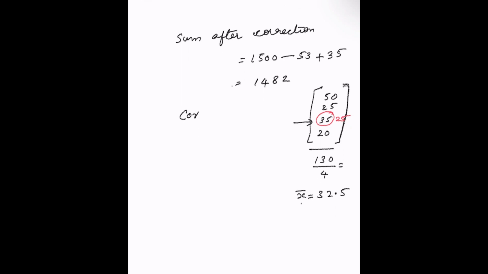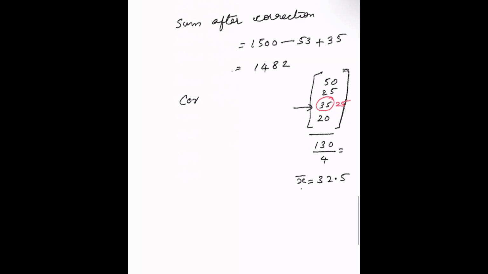Now what I'm saying is, instead of 25, I have added 35. It's what I should have added. I should have added 25. I was careless. Instead of 25, I added 35. So I need to correct the mean now. How will I correct it?